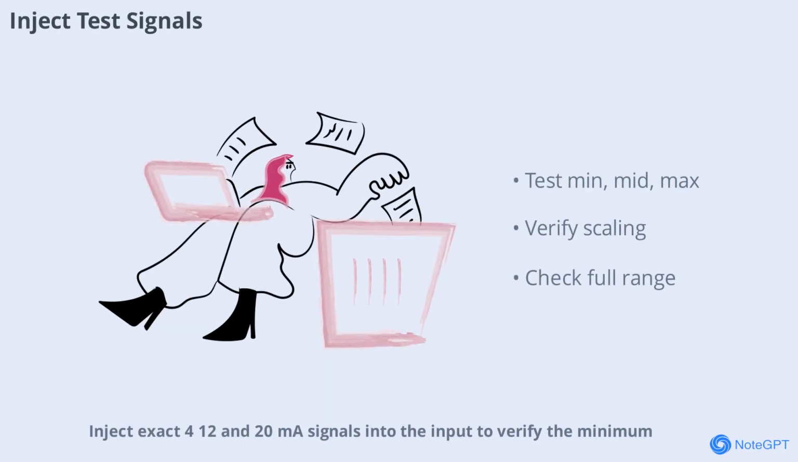Inject exact 4, 12, and 20 mA signals into the input to verify the minimum, midpoint, and maximum readings. This step confirms that the scaling is correct across the entire range, not just at the endpoints.